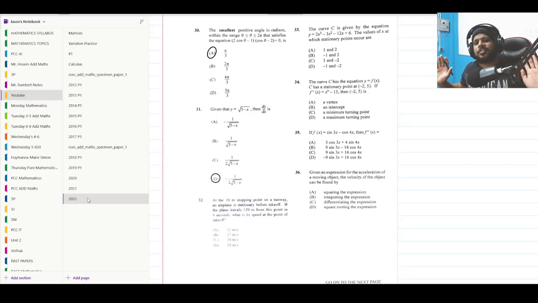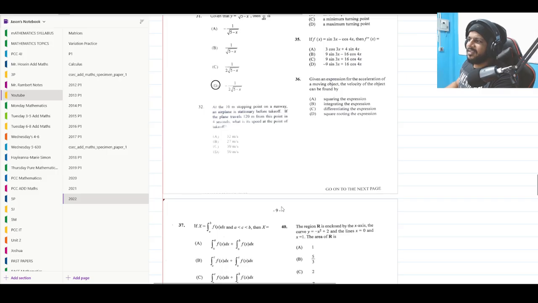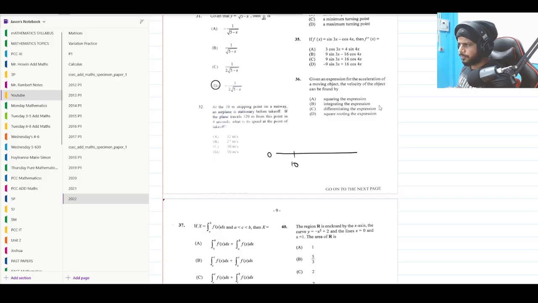This is looking strange, a new question. Alright, let me do it now. At the 10-meter stopping point on a runway, an airplane is stationary before takeoff. If the plane travels 120 meters from this point in 4 seconds, what is the speed of the takeoff? So at the 10-meter stopping point on our runway, this is 0. The plane is stationary before takeoff. If the plane travels 120 from this point in 4 seconds, what is the speed?